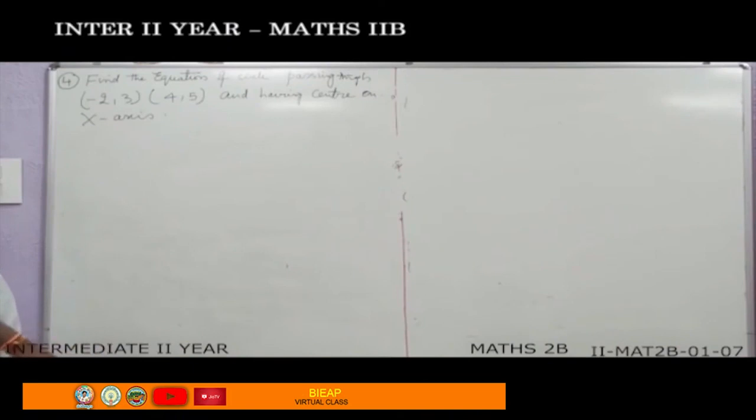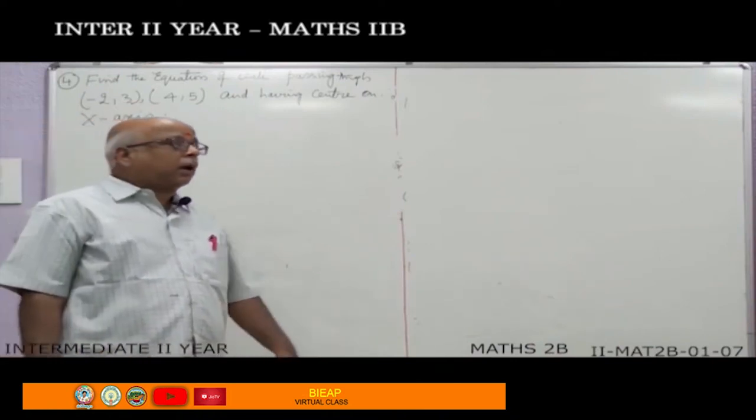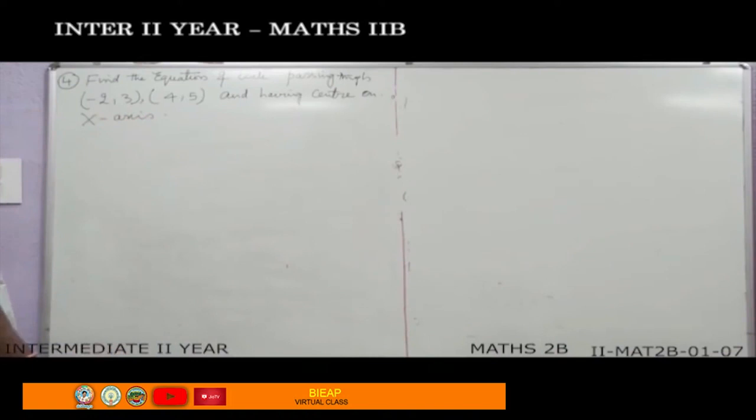Find the equation of the circle passing through minus 2, 3 and 4, 5 and having center on x-axis.